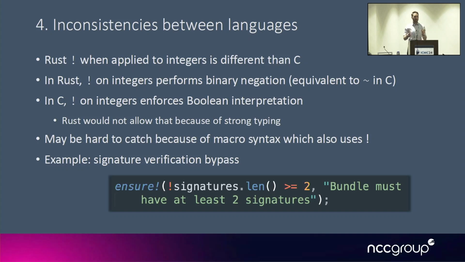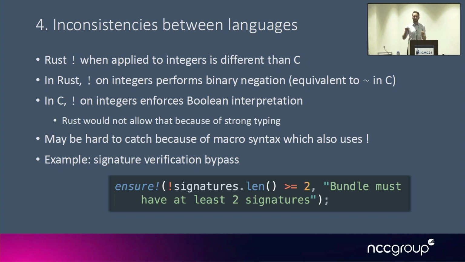This may be additionally hard to find or to catch in Rust because of the macro syntax, which uses lots of exclamation marks. A real-world example of where this happened, also related to a signature verification bypass, is where this ensure macro tried to make sure that the number of signatures was larger than or equal to 2. But they used this exclamation mark operator.